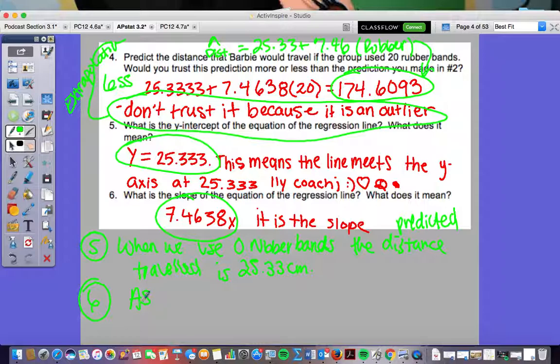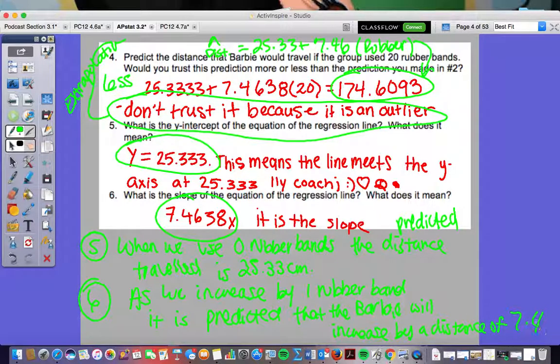I want to put what I've got down just so I've got it, but anything along those lines is good. So as we increase by 1 rubber band, what is next? Predicted. Good, Eric. It is predicted that the Barbie will increase by a distance of what? Yeah, that's it. Increase by a distance of 7.46. Boom.